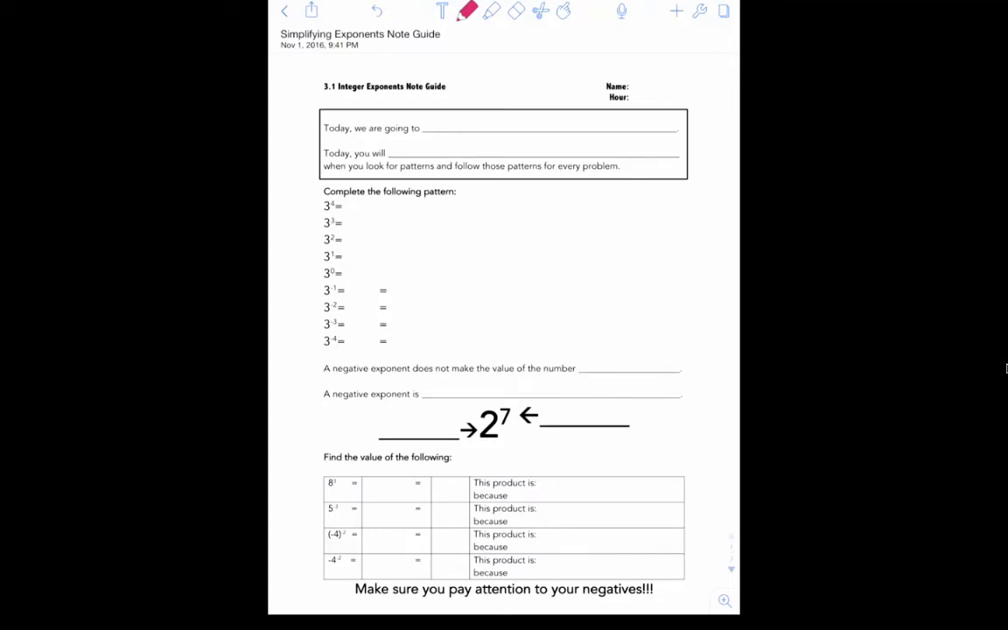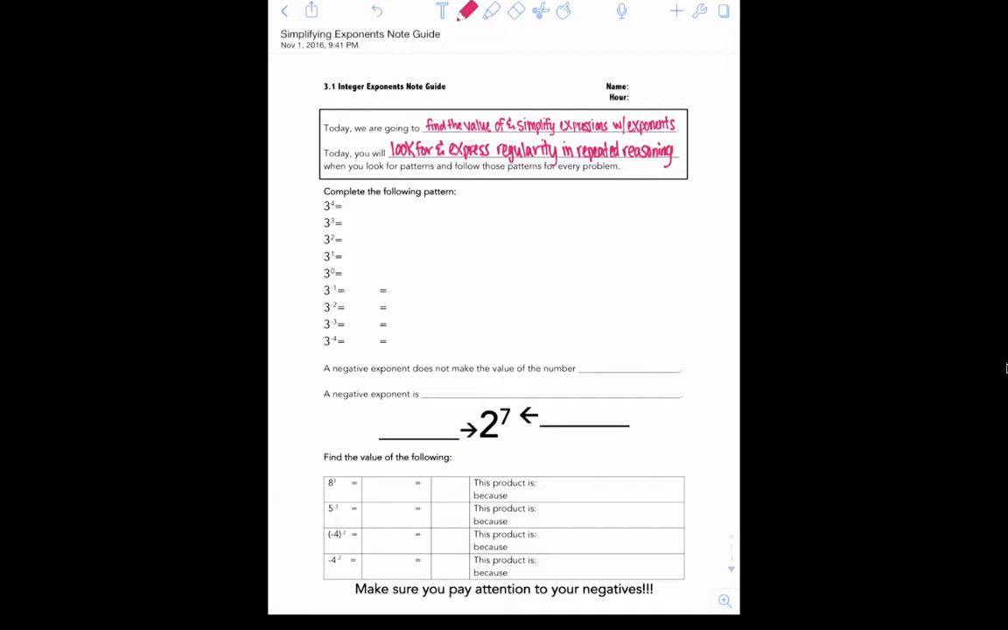Today we are going to find the value of and simplify expressions with exponents. Today you will look for and express regularity in repeated reasoning when you look for patterns and follow those patterns for every single problem. Now let's find the value of each of these expressions and look for a pattern.